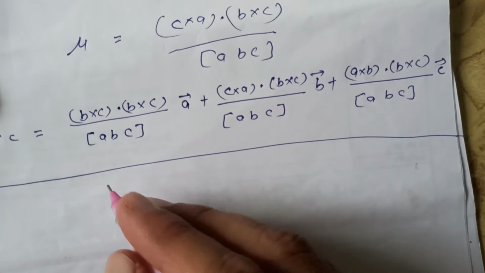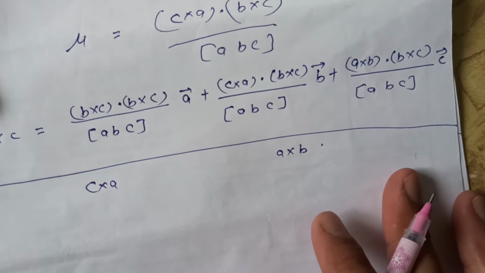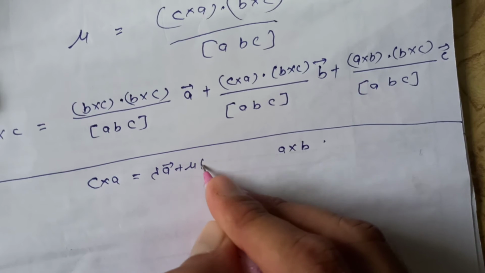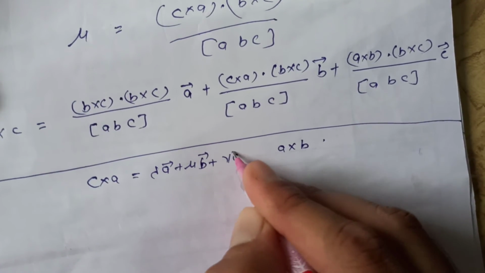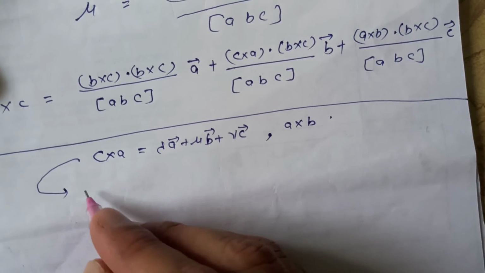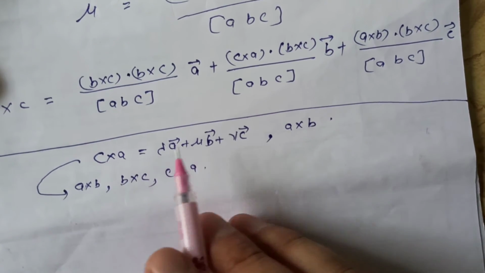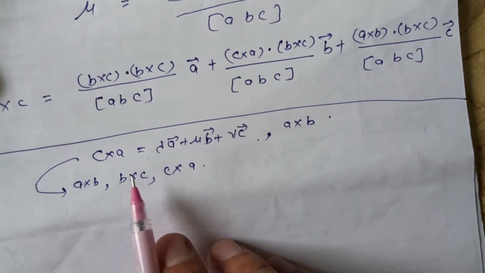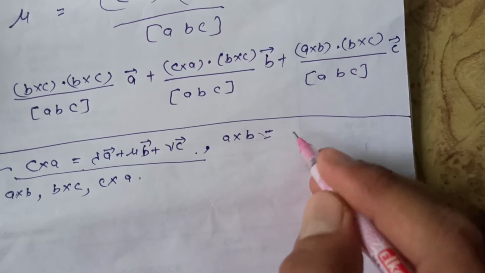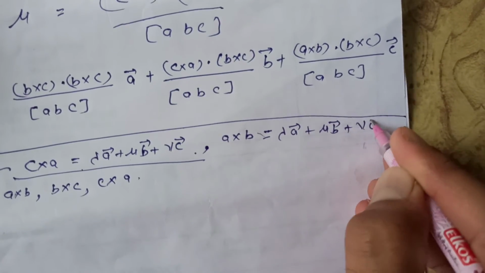Similarly, you can express C cross A and A cross B in terms of A, B and C. That is again some lambda times of A plus mu times of B plus some nu times of C. Multiply this identity scalarly by A cross B, B cross C and C cross A. Find the value of lambda, mu and nu and substitute the values in this identity. Similarly, A cross B can be written as some lambda times of A plus mu times of B plus some nu times of C.